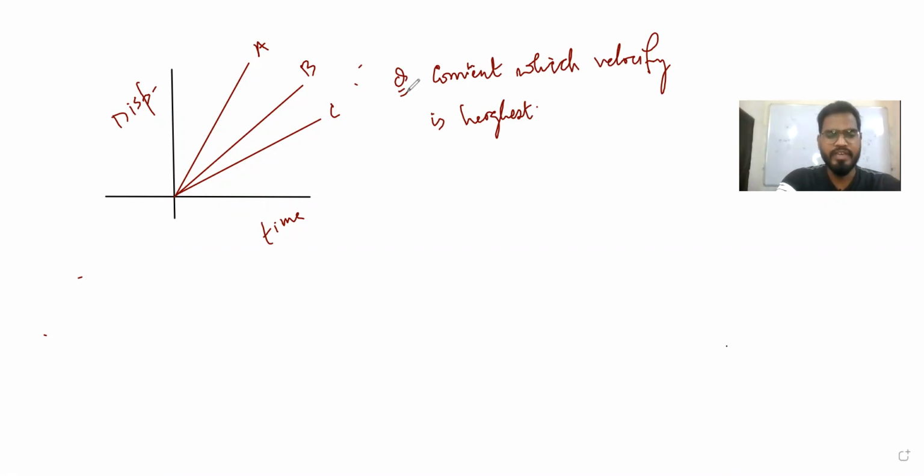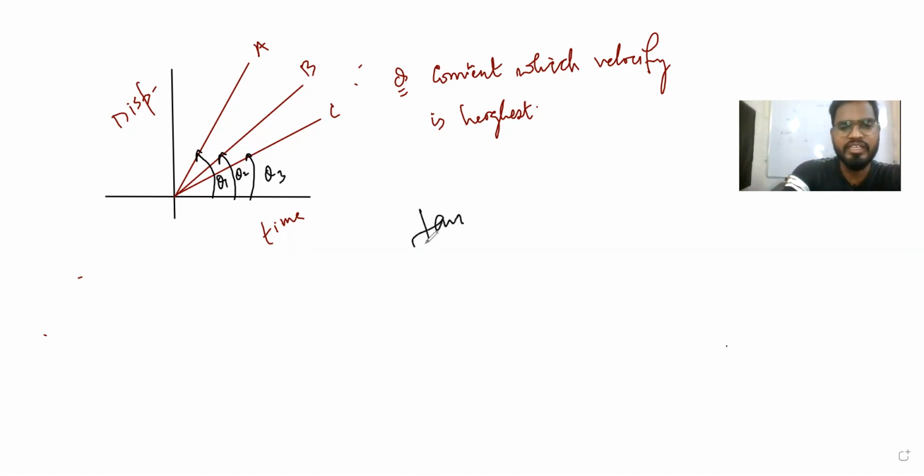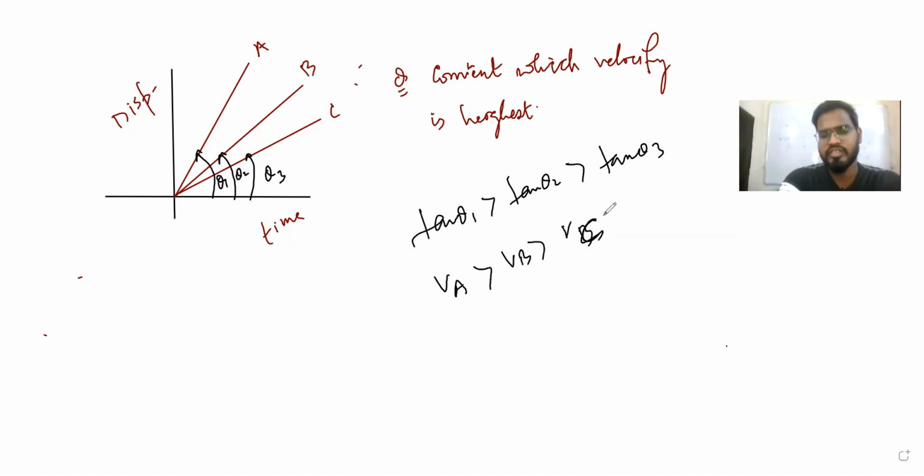If slope is more, then we can say velocity is more, right? So if you see the slope of A, slope of B, and slope of C, this is theta 1, this is theta 2, this is theta 3. Ultimately tan theta 1 is greater than tan theta 2 is greater than tan theta 3. So we can say velocity of A is greater than velocity of B is greater than velocity of C. That's it. More the theta, more the slope, more the velocity. So one type of question is this. Another question, they can ask these types of questions.